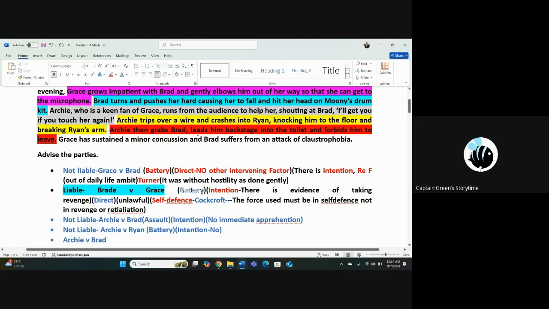Which situation will apply? Look at this. Aki leads him backstage into the toilet and forbids him to leave. She is making a constraint on his freedom of movement and is telling him that you will not move from here. Thus, she is violating his right of freedom of movement. Which offense will apply? False imprisonment, as she is violating his right.